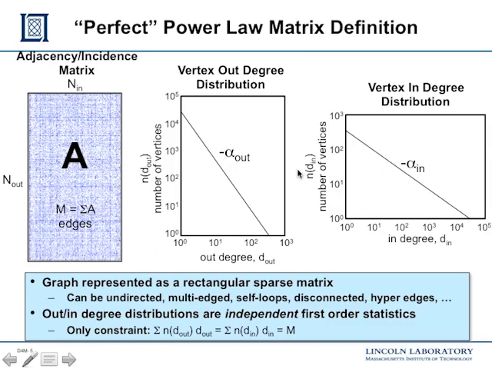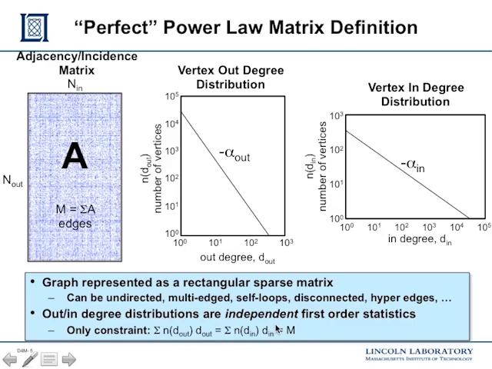So these are the definitions. This is what we're saying is a perfect power law. We're saying a perfect power law has these properties, and we're going to attempt to construct it. We have no physical basis for saying why the data should look this way. We're just saying this is a linear model of the data, and we're going to construct it that way. Again, these can be undirected, multi-edge. We can allow self-loops and disconnected vertices and hyper edges. Anything you can get by just randomly throwing down values onto a matrix. And again, the only constraint is that the sum in both directions is equal to the number of edges.